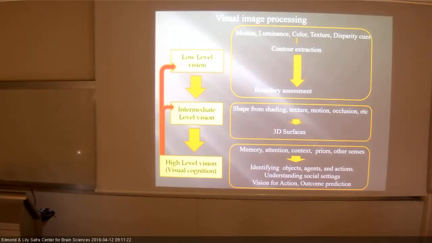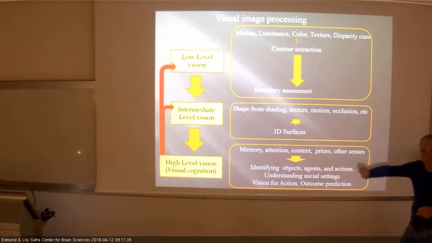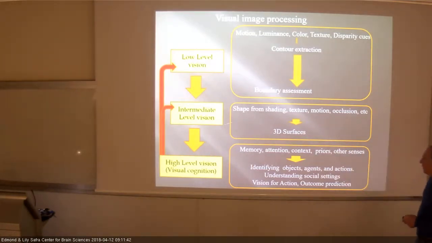And so that leads to contour extraction, and we think about low-level vision as culminating in boundary assessment. And then there's intermediate-level vision where there are other cues, such as shape from shading, and occlusion, other global motion aspects, which lead you to the computation of 3D surfaces. So it's not just contour lines, it's what the surfaces are. And finally, we have high-level vision, which is the highest level, in which you identify specific objects, and agents, I mean humans, actions, understanding social settings. So this is the highest level of what we call visual cognition.